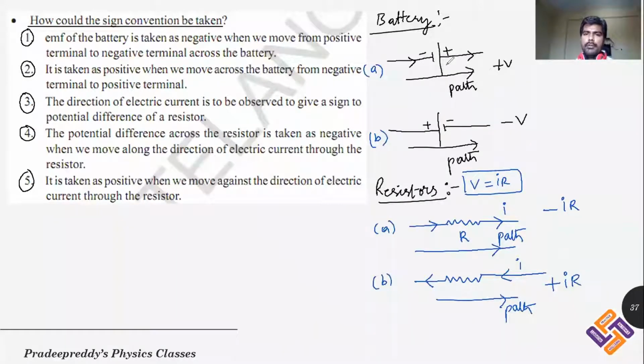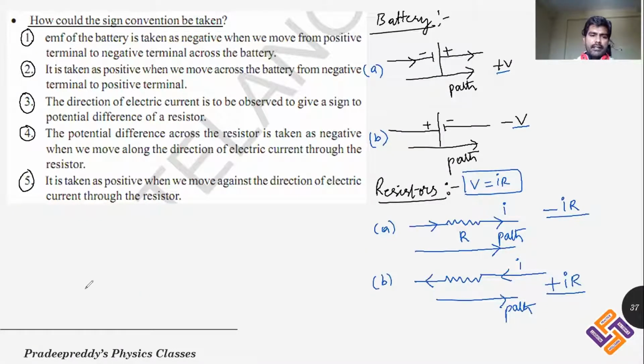It is that you need to remember, when we are traveling from negative to positive terminal of the battery, take plus V. When you are traveling from positive to negative terminal of the battery, take negative. Similarly, if current and your path both are in the same direction, take it as minus IR. If current and your path both are opposite in direction, take it as plus IR. These are probable sign conventions which we will be using in applying Kirchhoff voltage law.